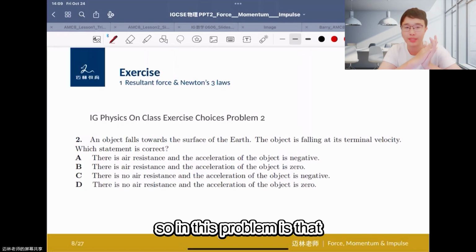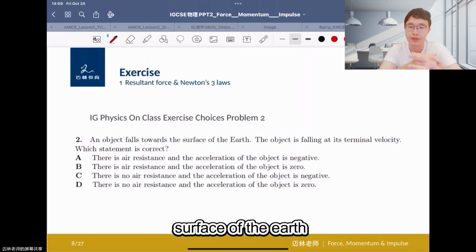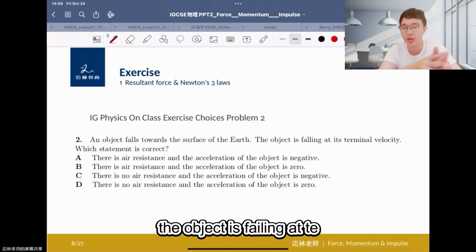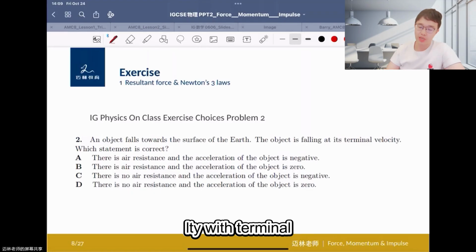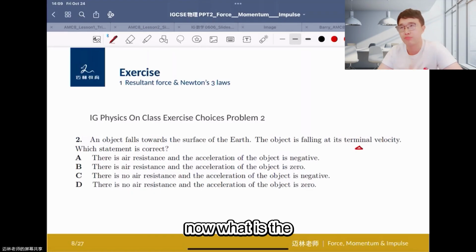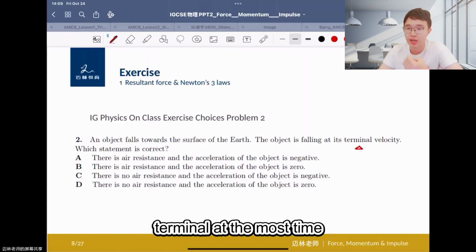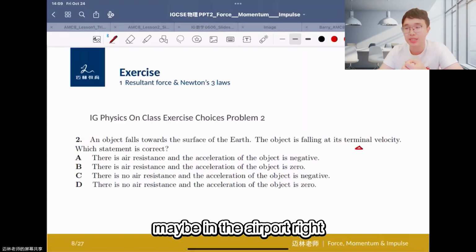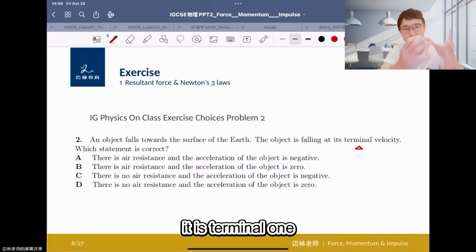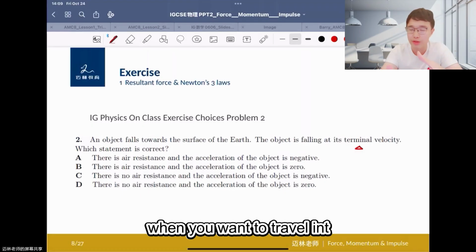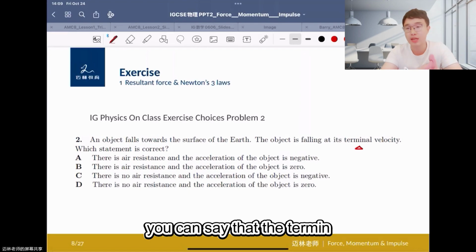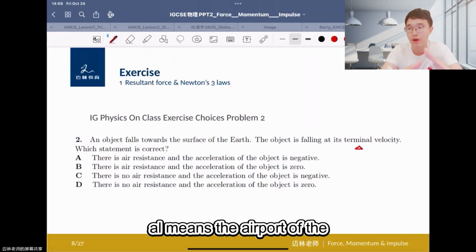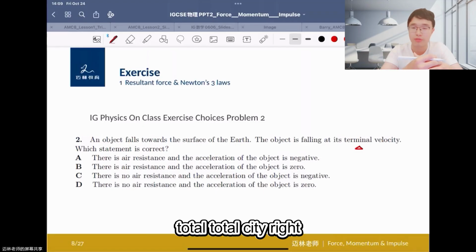Okay. So in this problem, an object falls towards the surface of the Earth. The object is falling at its terminal velocity, and which statement is correct? So maybe you have some difficulty with the word terminal. I mean, you don't know the accurate meaning, right? In our daily life, we see terminal most of the time in the airport, right? You can find terminal 1, terminal 2, and terminal 3 when you want to travel to other countries or just travel inland. You can say that the terminal means the airport of the city, right?